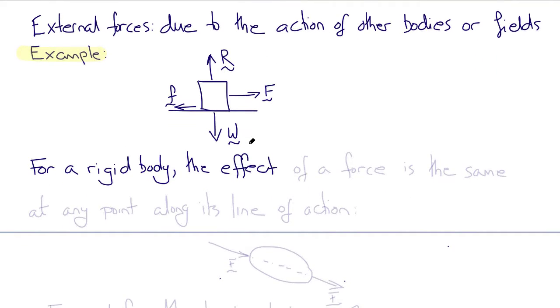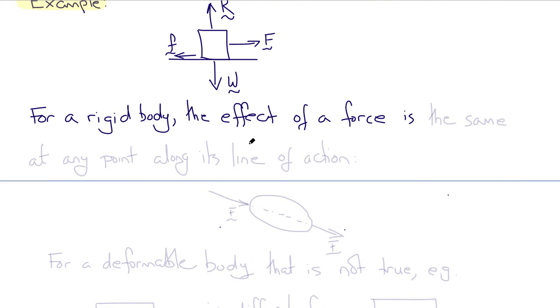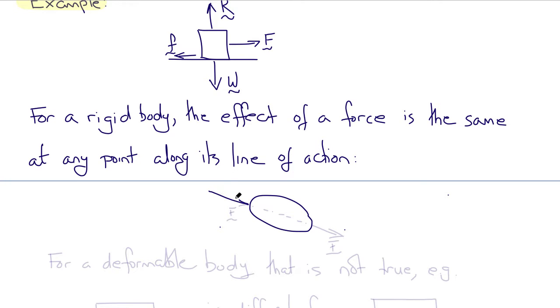Now, one thing about a rigid body is that the effect of a force is the same at any point along its line of action. There's no difference. So, in other words, a vector's origin doesn't matter, it's just its line of action. So if this is a body with the force vector F acting on it, and this is the line of action, that, from a point of view of statics and dynamics, is the same problem as if the force vector was acting on this side.